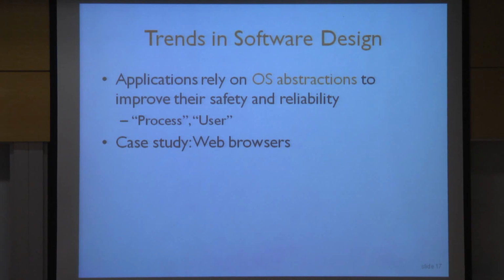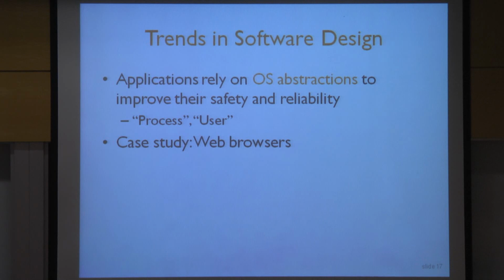So I'm going to be switching gears a little bit on you and bringing you to the world of system security. Let me first, as a preamble, say a few words about how modern software is designed. There is an increasing trend in modern software for applications to rely on abstractions provided by the operating system to make them better. A classic example of that is web browsers. It used to be that a web browser like early Internet Explorer or Firefox was one big process on the machine that does everything.